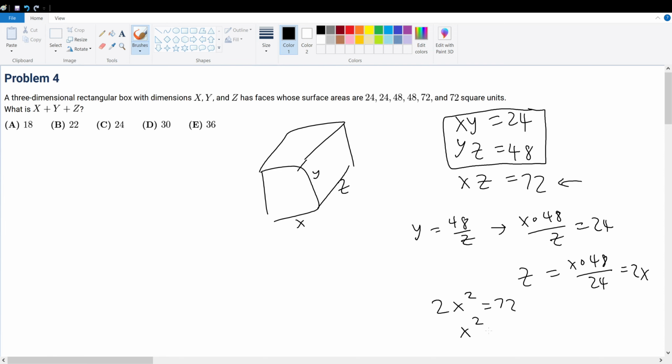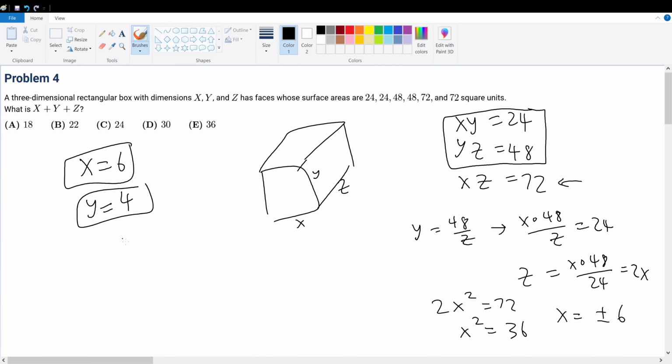Now, x squared will be equal to 36, so x will be equal to plus or minus 6. But obviously, a side length cannot be negative, so we know that x is equal to 6. We have a first side length, so everything else comes naturally. y is 24 divided by 6, which is equal to 4. And what is z? Well, z is 72 divided by x, which is 12. So z is 12, y is 4, x is 6.